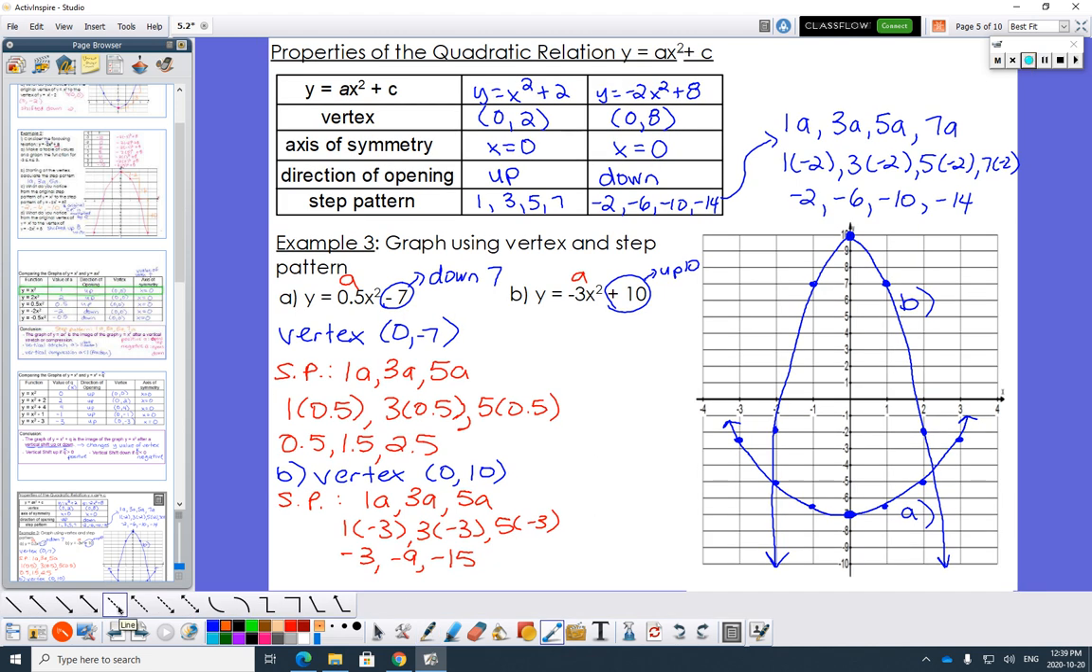But even though these parabolas, their vertexes have been shifted up and down, like in the vertical axis or y, the axis of symmetry is still x equals 0, right? They're still symmetrical about the y-axis.